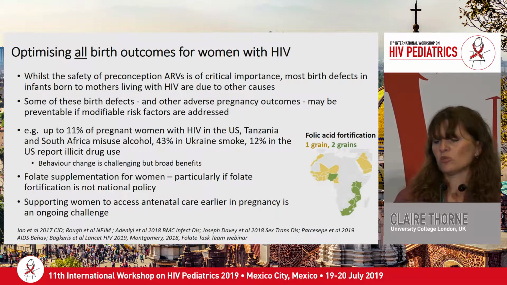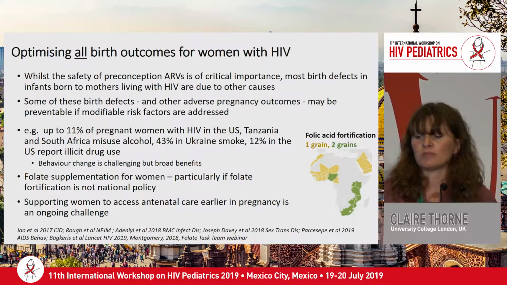A kind of final word in terms of birth outcomes for women with HIV. So, of course, the safety of preconception ARVs is of critical importance, but most defects in infants born to women living with HIV are due to other causes. And some of these birth defects and other adverse pregnancy outcomes may be preventable if modifiable risk factors are addressed.